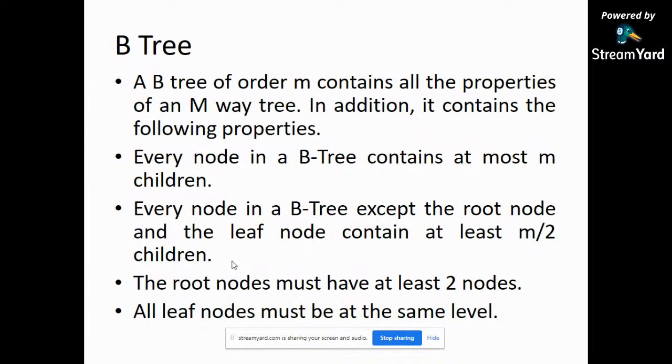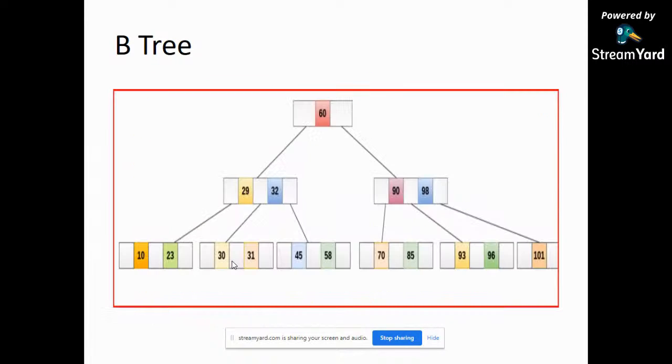A B tree of order M contains all the properties of an M-way tree. In addition, it contains the following properties. Every node in a B tree contains at most M children. Every node in a B tree except the root node and the leaf node contains at least M by 2 children, and the root node must have at least 2 children. All leaf nodes must be at the same level. So height of the tree will be mostly 2 or 3. That's it. So here we can restrict the height of the tree, so searching becomes fast.